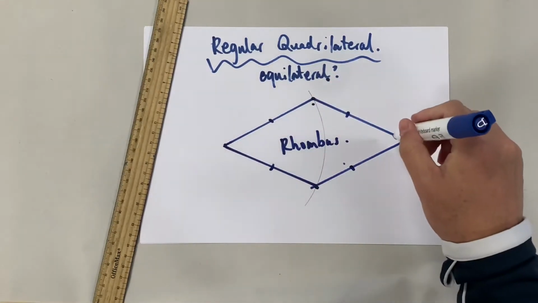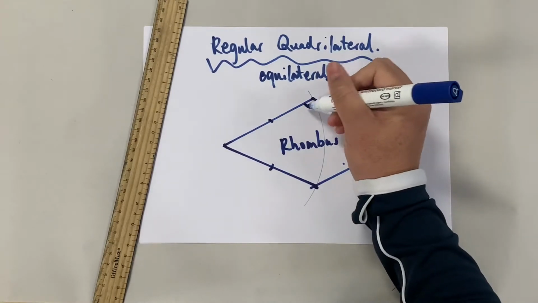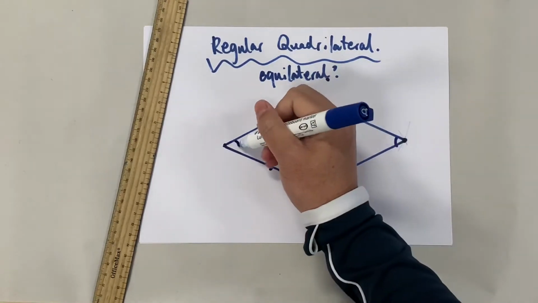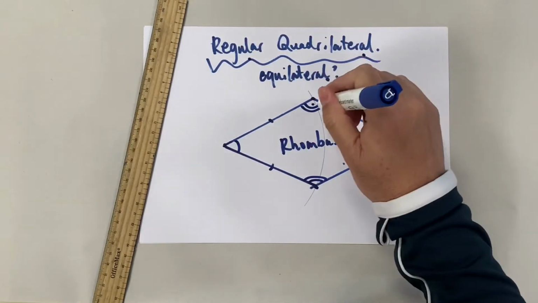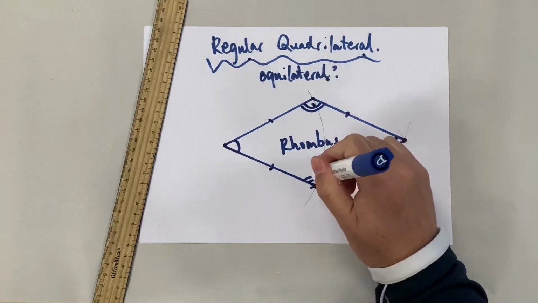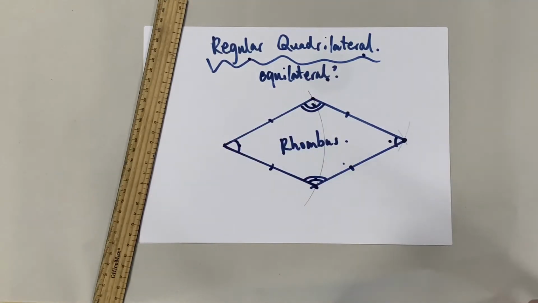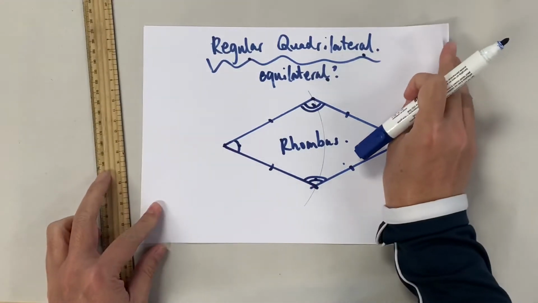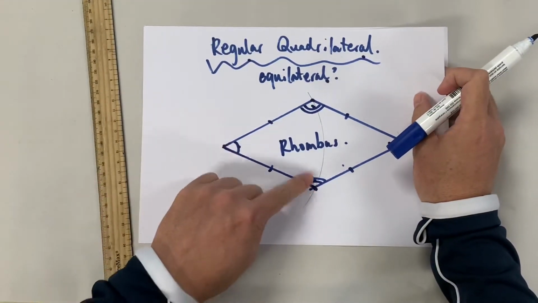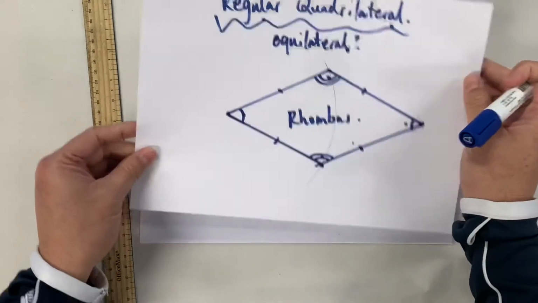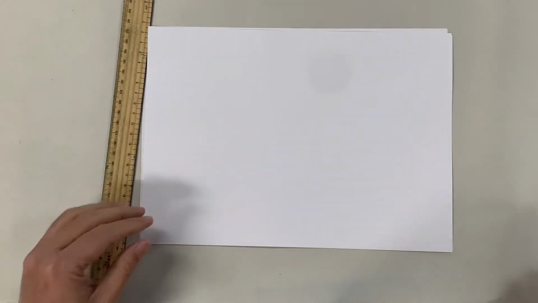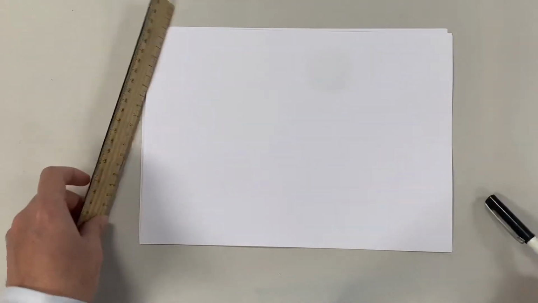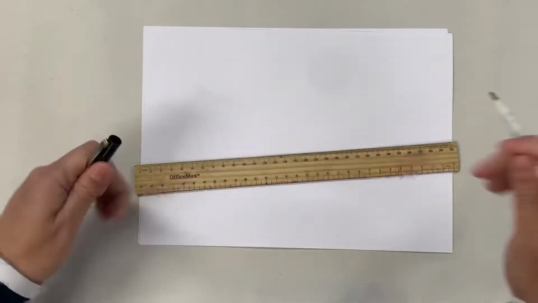Now the interior angles are different. This is clearly larger than the side corners here. Now the regular quadrilateral has to have the same interior angles. So that is a square, isn't it? So I have to make these corners 90 degrees. So a regular quadrilateral should be a square. So let's try to draw a square.